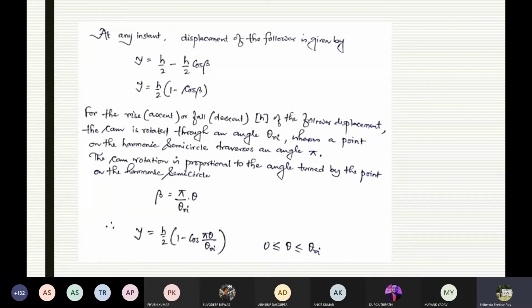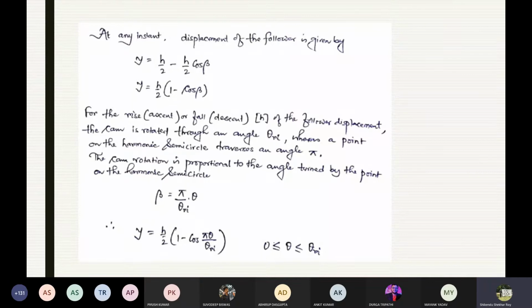Whereas the point on the harmonic circle, how much has it covered? It has covered 180 degrees, that means pi radian. Now, you have already seen in the last class that beta equals pi by theta_ri into theta. So cam rotation is proportional to the angle turned by the point on the harmonic semicircle. When your cam rotates by theta_ri during the total lift h, at that time the point on the harmonic semicircle has covered pi.